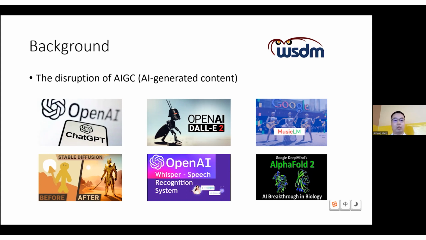I would like to recap all of this disruption of AIGC. But what's the point of this research with regard to our topic today, which is domain generalization? How can they be related?